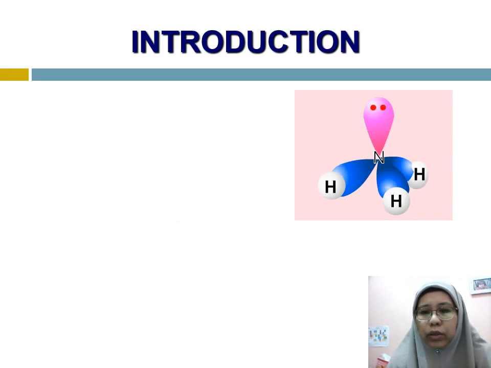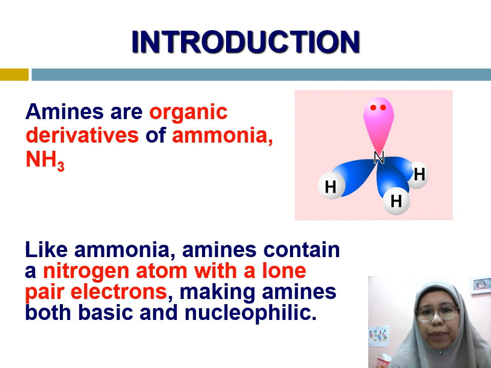Amines are one of the derivatives from ammonia. Look at the ammonia compound here. It has 5 valence electrons. It has 1 lone pair on top. So the geometrical shape would be what? Trigonal pyramidal. Good, you remember. So having the lone pair makes it basic and also nucleophilic, meaning it's going to act as a nucleophile.